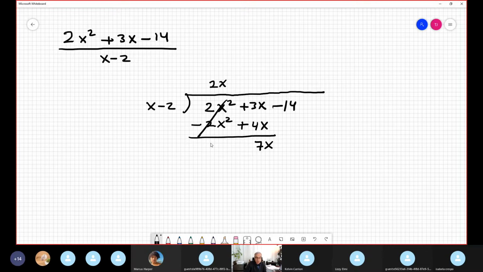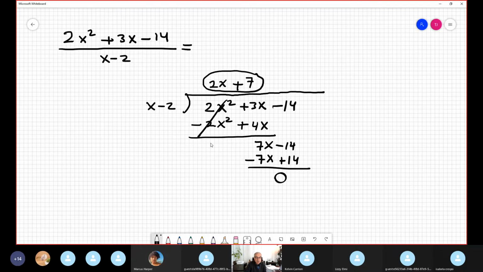Now, bring down minus 14. No problem. And the expression is 7, because 7 times x is 7x, and 7 times negative 2 is negative 14. By subtracting, you change the sign and the remainder is 0. So in conclusion, this is the answer: 2x, sorry, 2x plus 7.